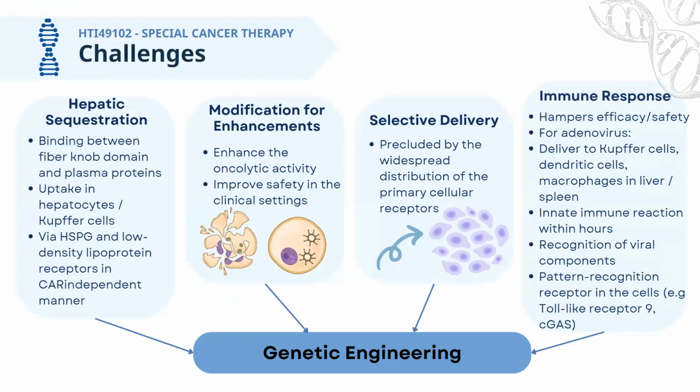There are a lot of challenges of the oncolytic virus therapy. The first would be the hepatic sequestration. Due to the binding between the fiber knob domain of the virus and the plasma proteins, we will have an uptake in the hepatocytes. I mean uptake of the virus. They have an HSPG pathway and hepatic saturation, which means this interaction with the liver is actually detrimental. We have to think of a way to evade the hepatic sequestration, avoiding the interaction between the virus and the liver.